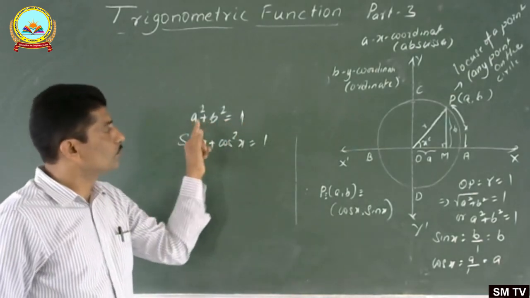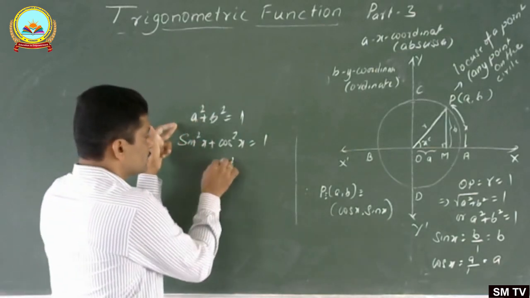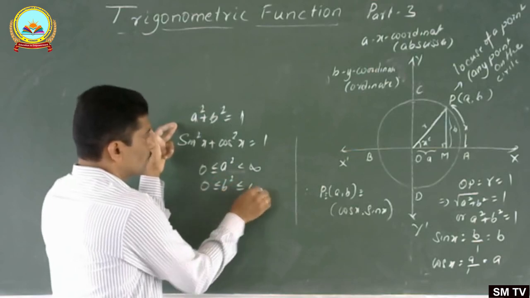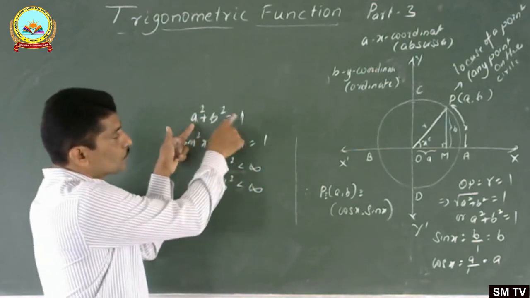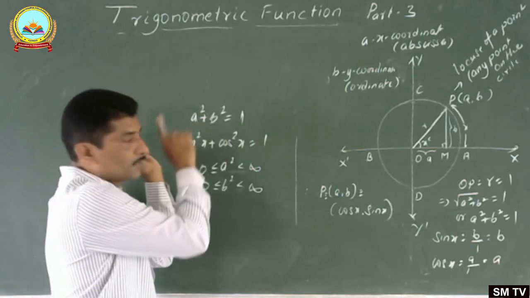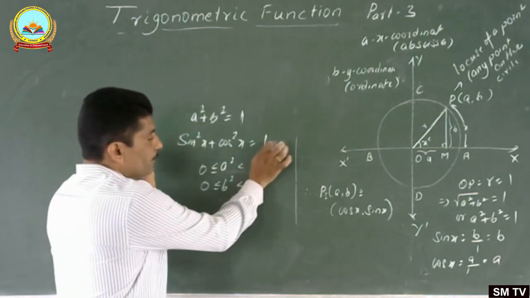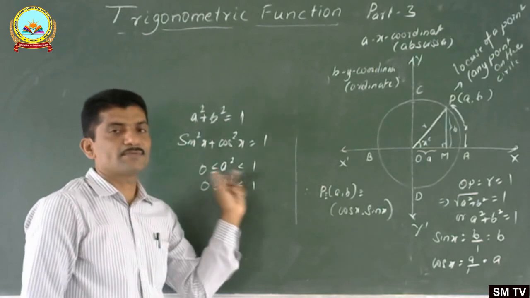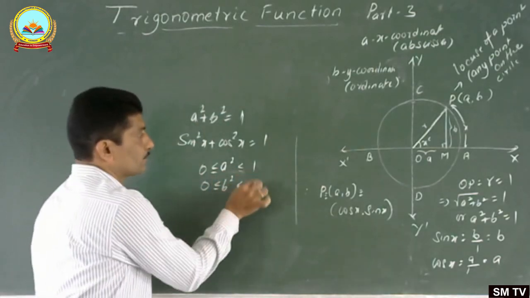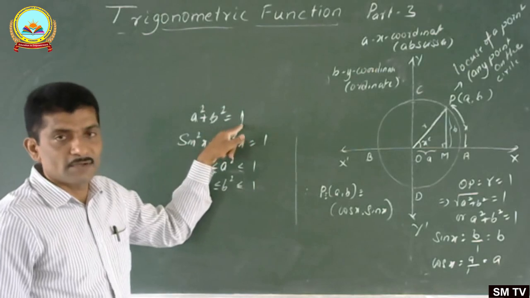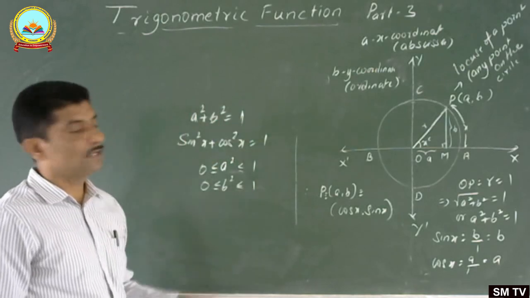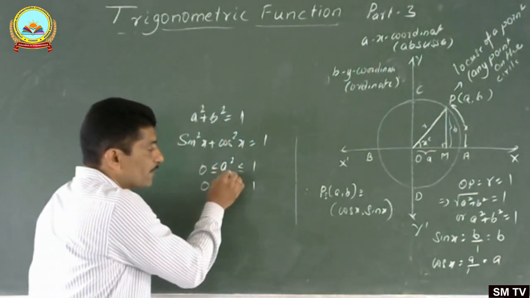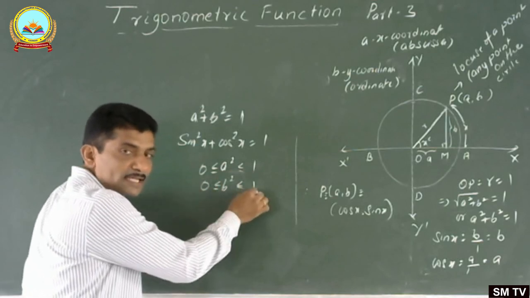The sum of these two non-negative real numbers: a square lies between 0 to infinity and b square also lies between 0 to infinity. But the sum of these two numbers is equal to 1. Therefore, a square lies between 0 to 1 and b square also lies between 0 to 1, including 0 and 1, because the sum is equal to 1. When b is equal to 0, a square is equal to 1. When a is equal to 0, b square is equal to 1. It means a square lies between 0 to 1 and b square lies between 0 to 1.